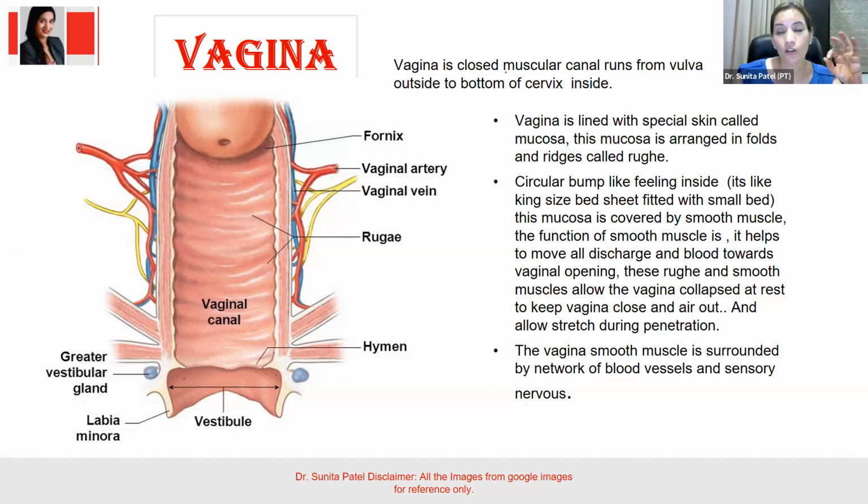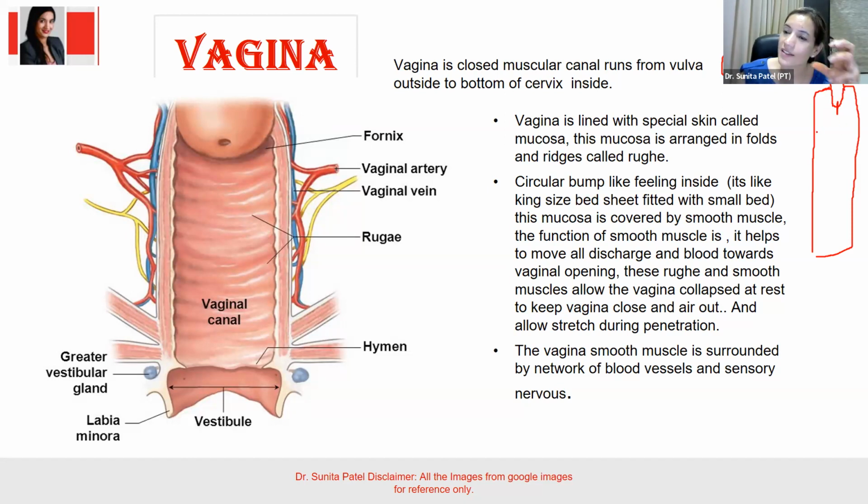The vagina is a closed muscular canal, runs from the vulva outside to the bottom of the cervix inside. So inside we have the uterus, and the uterus has one cervix. This is the cervix of the uterus, and we have the external os in the cervix. Now this uterus is somewhat protruding into the vagina. So the vagina starts just down there. I'm forming a vaginal canal. And into this vaginal canal, if you insert your finger, you can see the protrusion of the cervix, which is a part of the uterus.